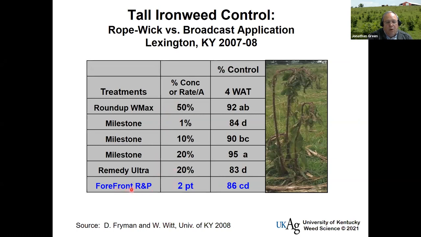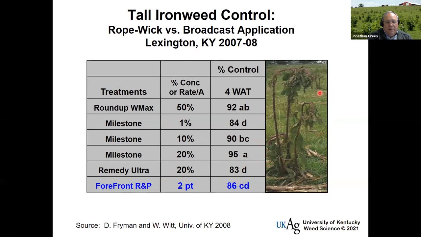And then compare that to a broadcast application of Forefront, or this was the old formulation, let's just call it Grazon, if you will, as a broadcast treatment. The rest of these treatments were put on with a rope wick. Four weeks after treatment, the control ranged from about 83% up to about 95% control. And she saw some statistical differences among those values, although there's not much difference in control that I see here.